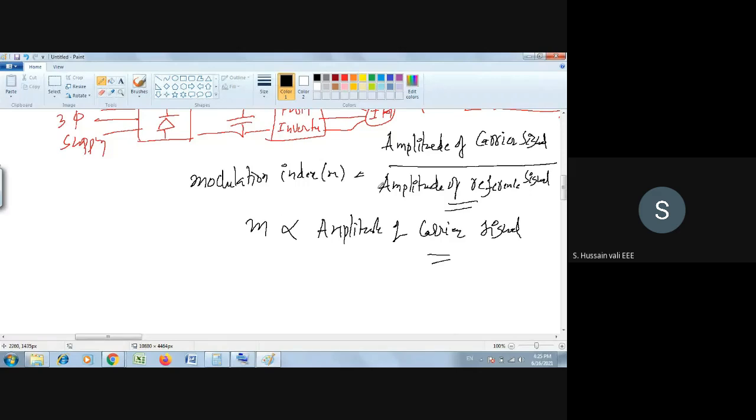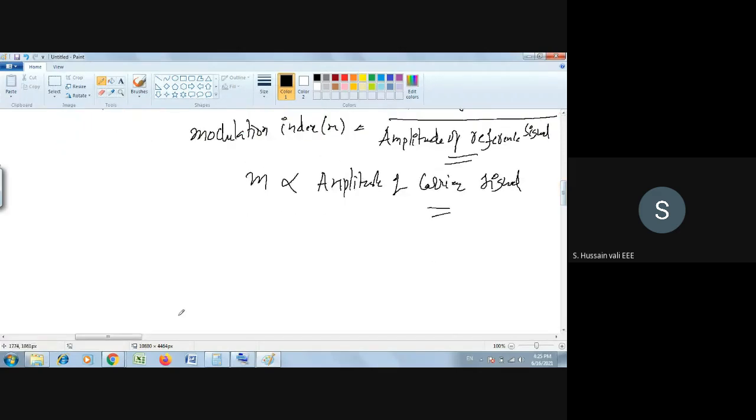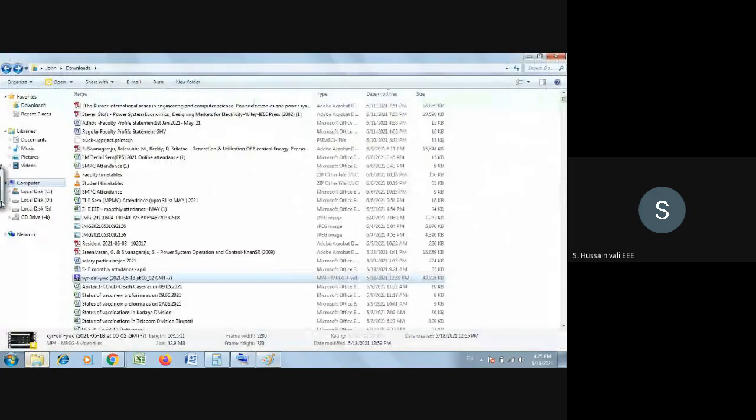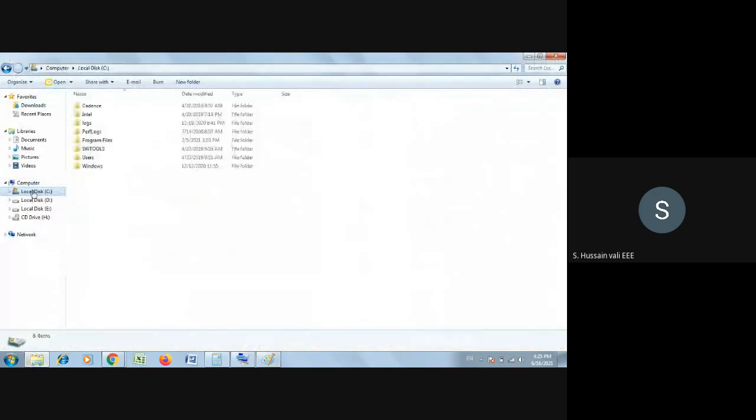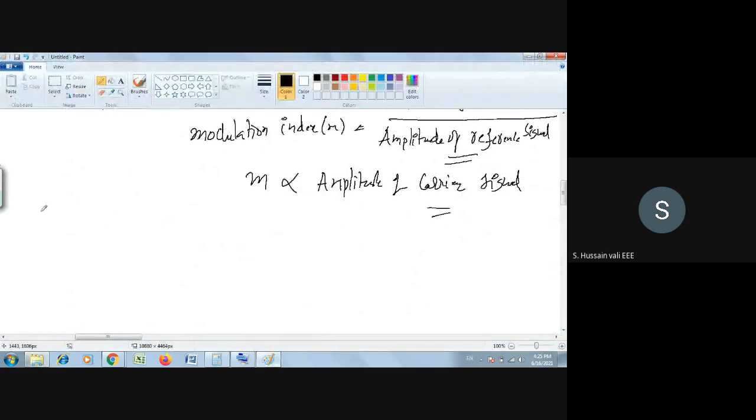The next one is how you get braking and multi-quadrant, that is four quadrant operation, in the induction motor. That we will examine now.